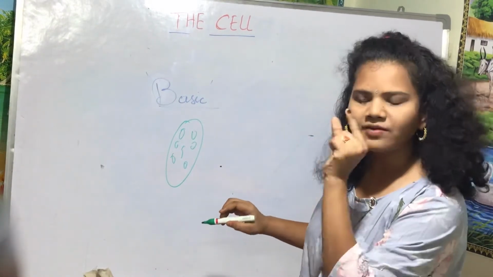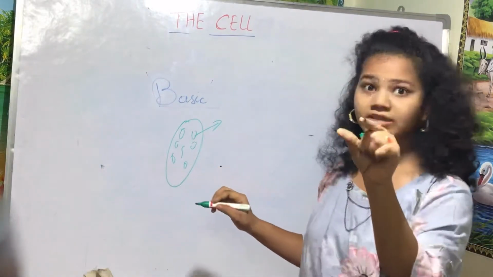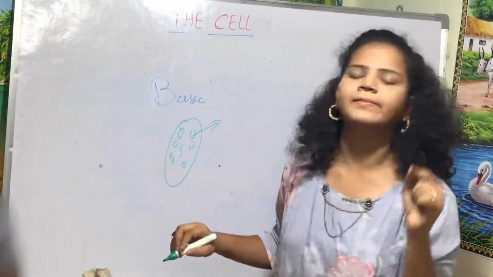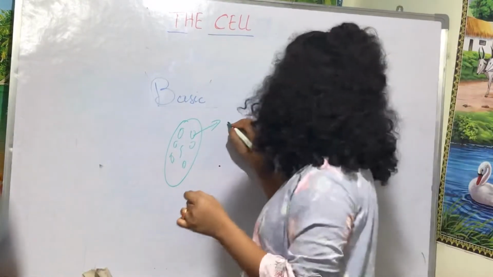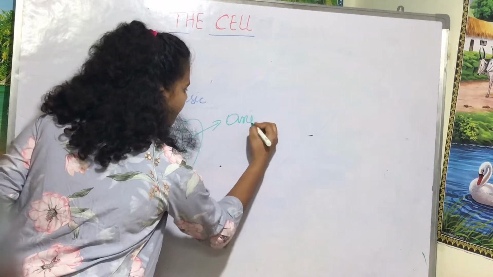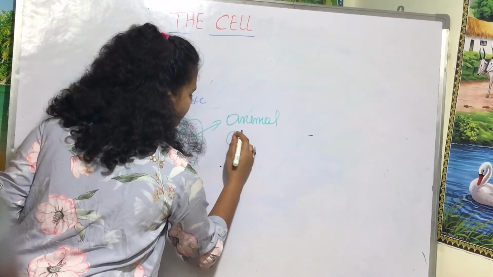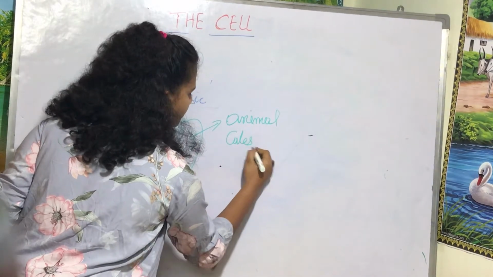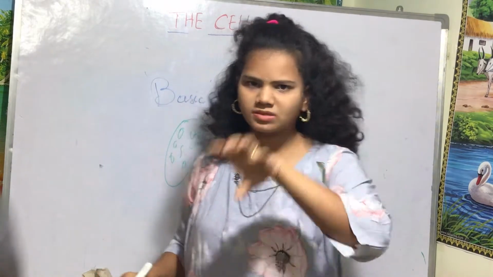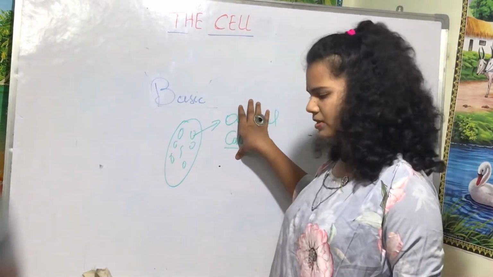So he made a few observations of these microorganisms and he saw these organisms and he named them what? Animalcules. Okay, animalcules. But he did not term them cells, but he called these organisms animalcules.